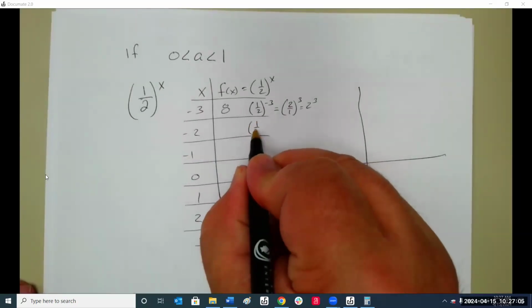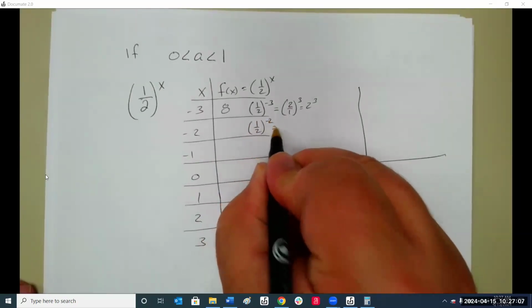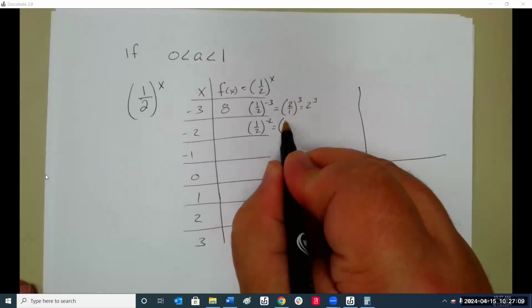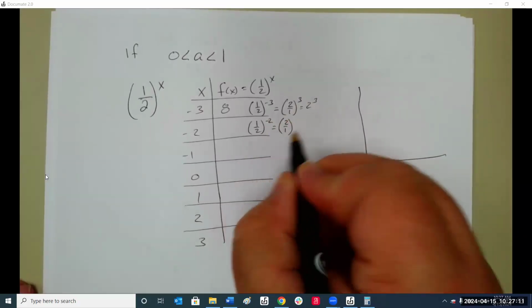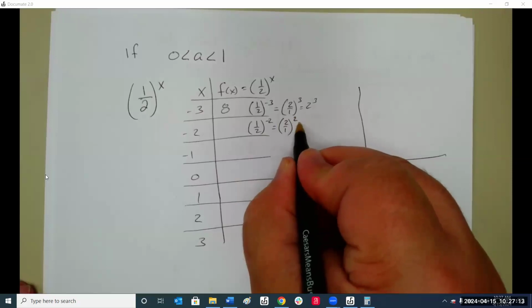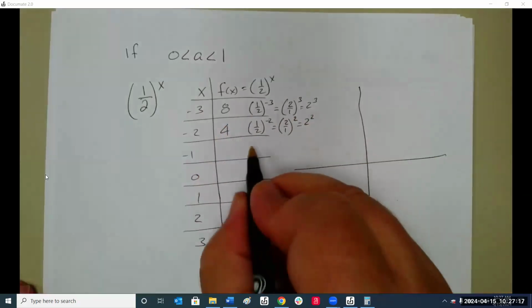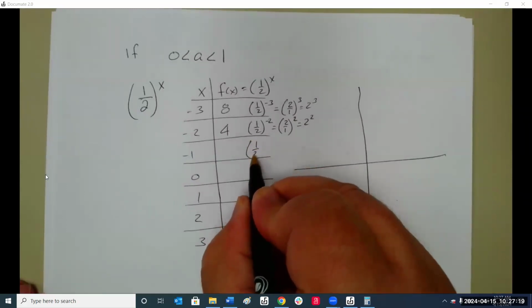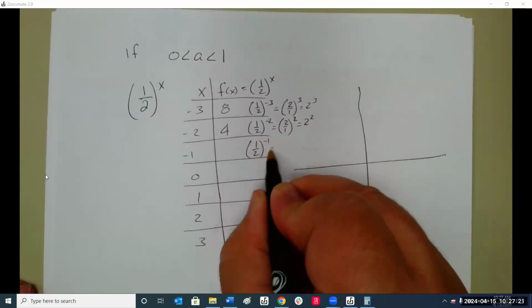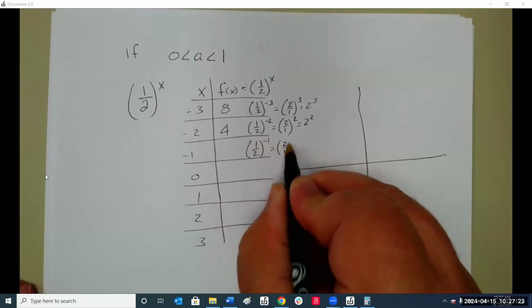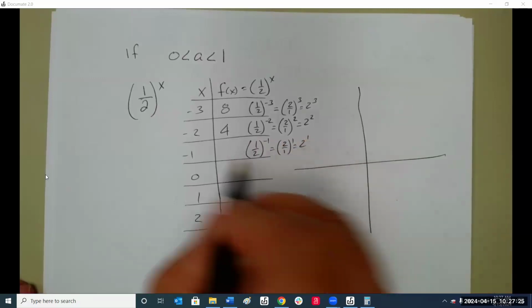So I have 1/2 to the power -2. That negative sign flips the fraction, change it to a positive. So we have 2 squared, which is 4. 1/2 to the power -1, flip that, so it just becomes 2 to the first, which is just 2.